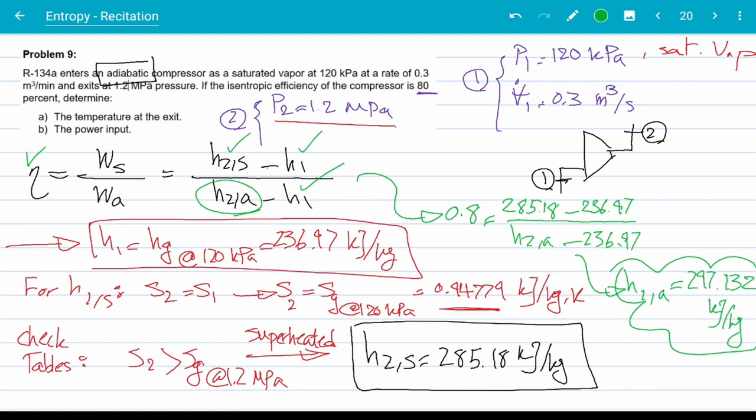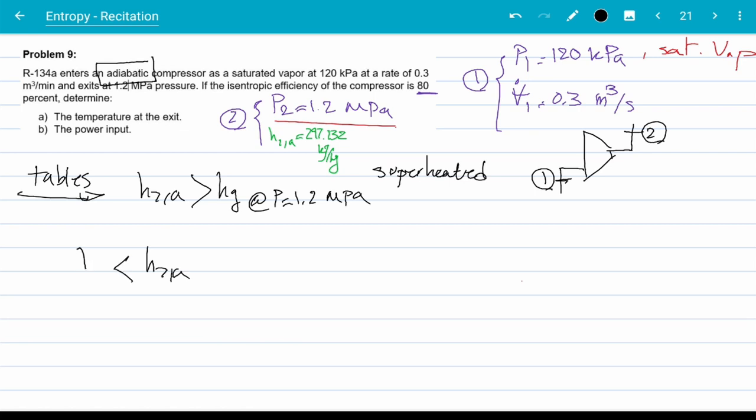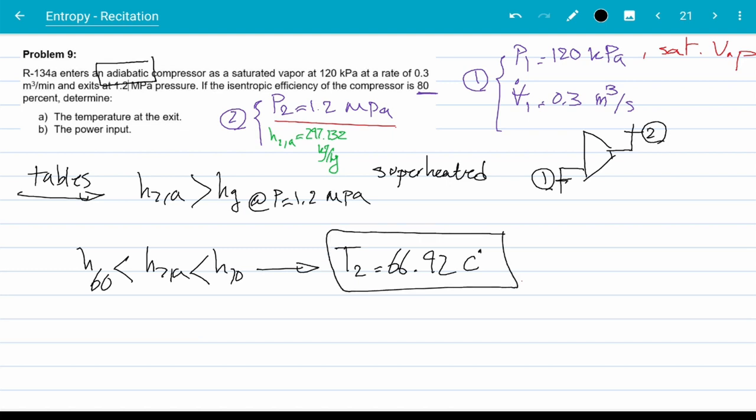Now I can use the enthalpy that I found with the pressure of 1.2 megapascals to find the exit temperature. So let's do that. I am going to check the tables, and you would see that H2 actual is greater than Hg at the pressure of 1.2 megapascals. So again, we are dealing with superheated vapor. So I go and check the superheated tables. Again, the exact number for H2 actual is not given in the tables, but I noticed that my H2 actual is between the H of 60 degrees and the H of 70 degrees Celsius. So I need to interpolate. Doing that, I get that T2 is 66.92 degrees Celsius. So this is part A. We found the temperature at the exit.